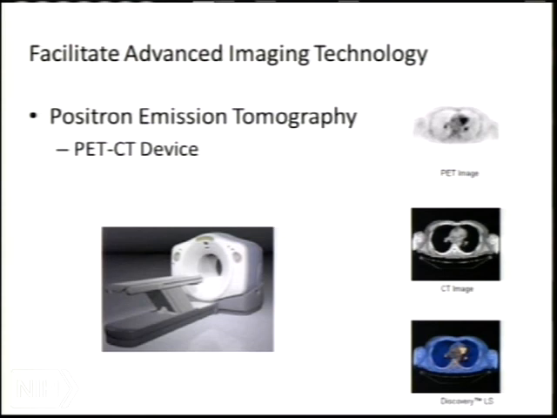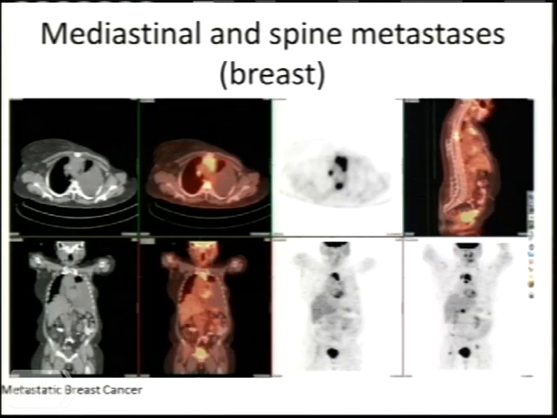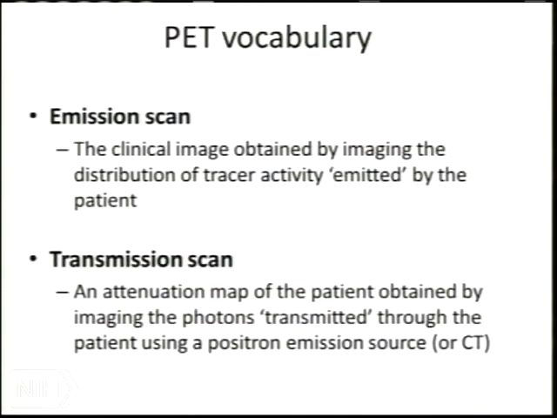And all of these scanners have a PET component, a CT component, and then the fusion component where they fuse the PET and the CT. So this is a breast cancer patient who has a lot of activity here in the anterior mediastinum, in the bone. And this is what the PET scan itself looks like, but you can see how much better it is to be able to localize here in the bone where the activity is going. So you can really get the best of both worlds with PET and CT.